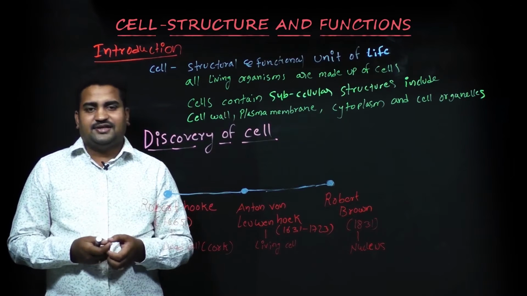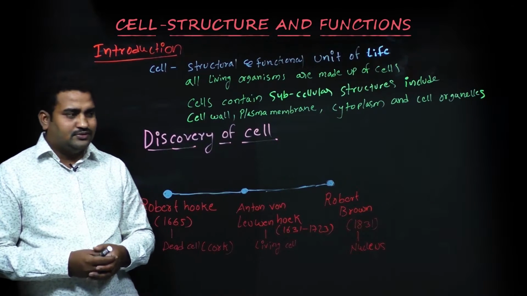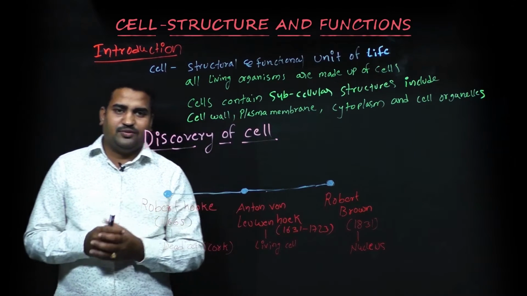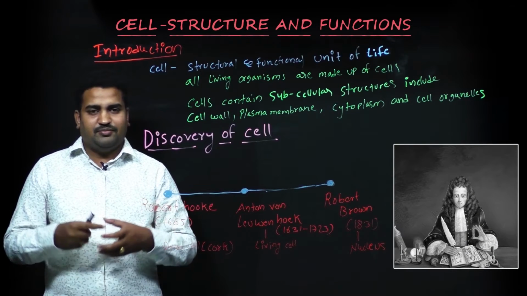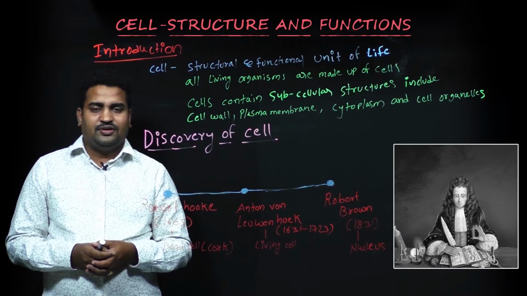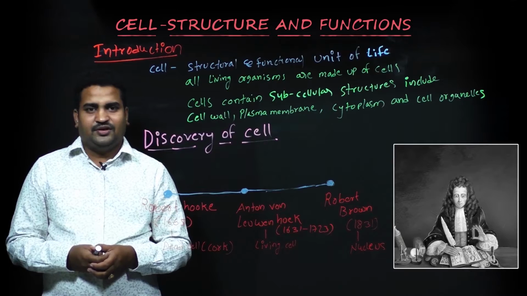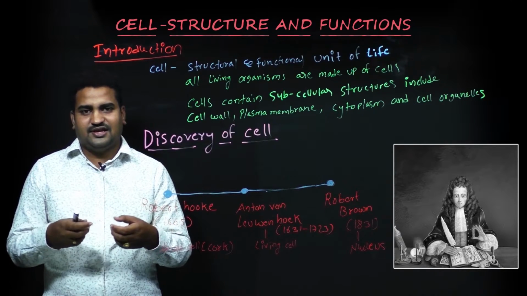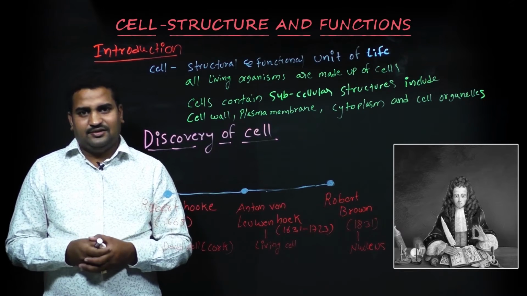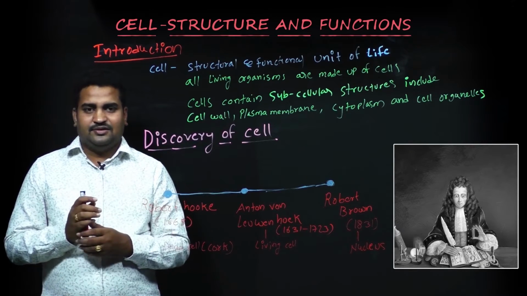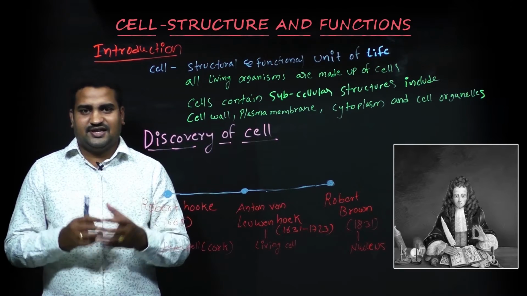So let us understand the discovery of the cell. So the first cell was discovered by Robert Hooke in 1665. So he made microscope. Under his microscope, he observed the cork cell. He made the thin slice of the cork cell and placed under microscope. He observed the cell. So it was the dead cell. So first cell was discovered by Robert Hooke, and that is dead cell.